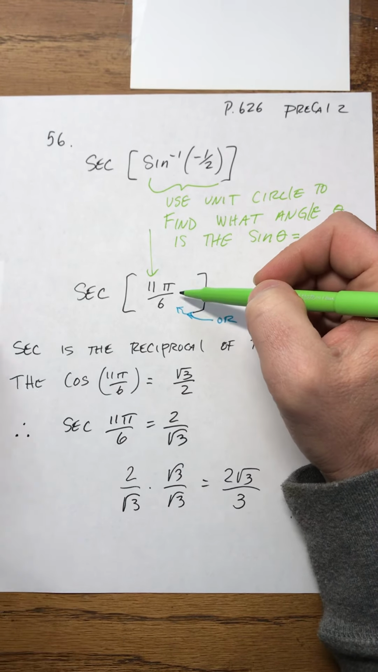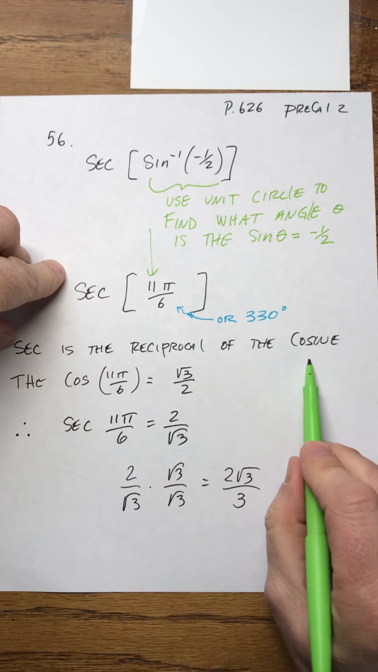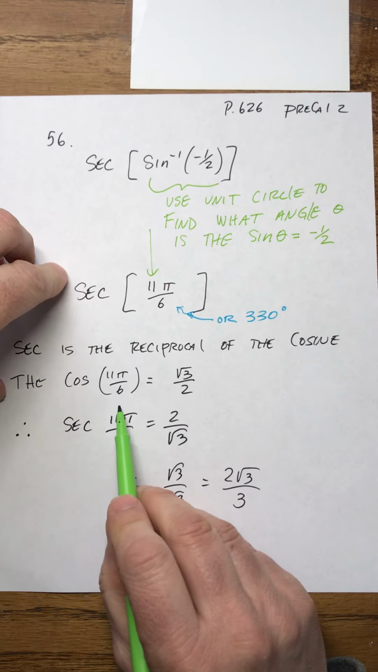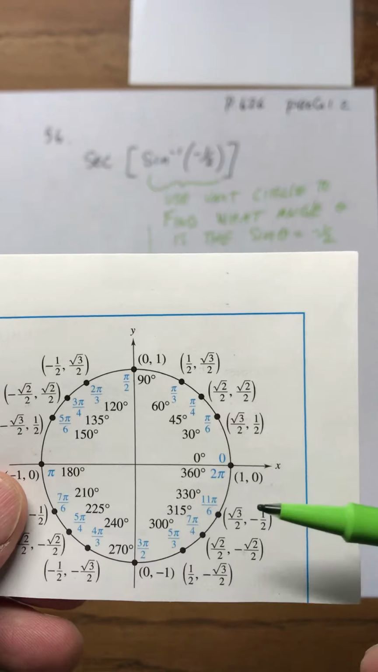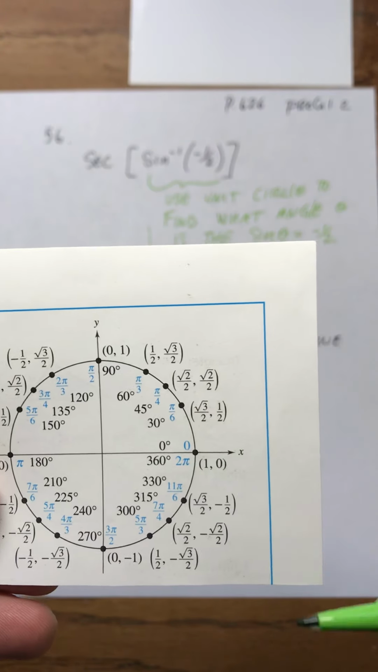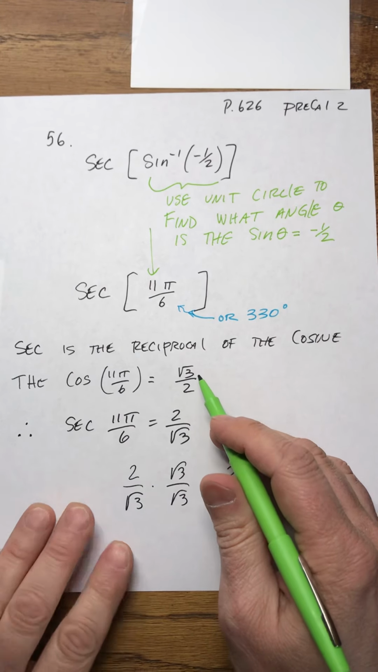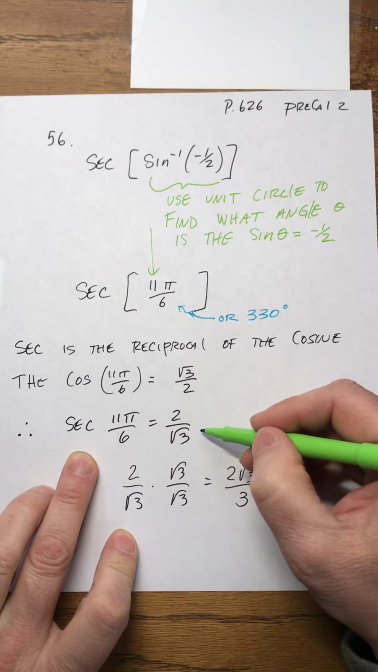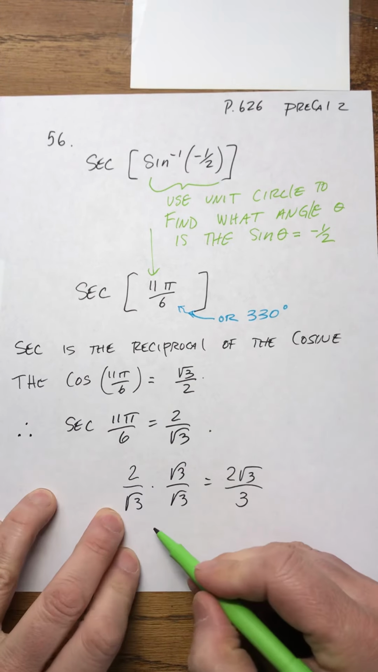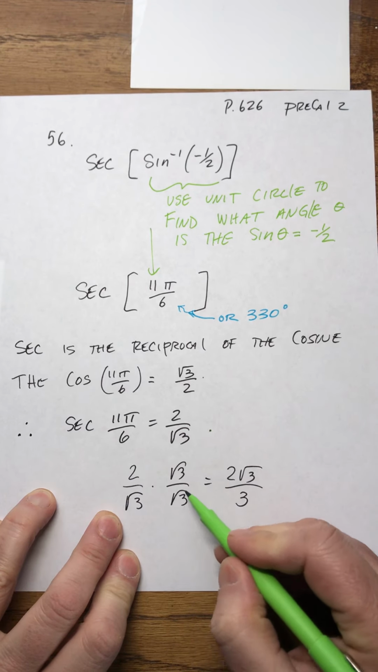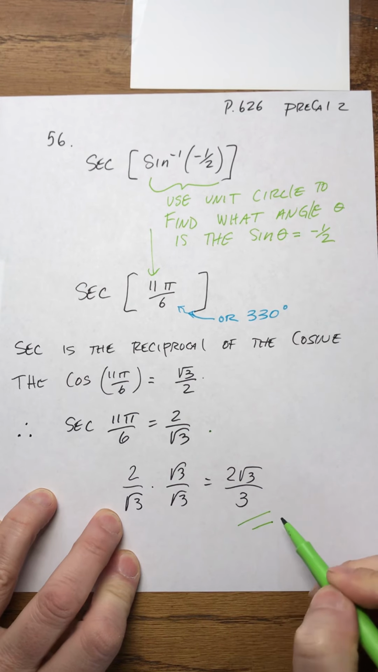If we take this and find out what the secant is, well, the secant is the reciprocal of the cosine. The cosine of 11 pi over 6, if again we look at our unit circle, is going to be square root of 3 over 2, cosine being the x coordinate. But the secant is the reciprocal of that, so I flipped this over, and that's how I got this. Rationalize the denominator by multiplying the top and the bottom by the square root of 3, and then we get this for an answer. This would be our final answer.